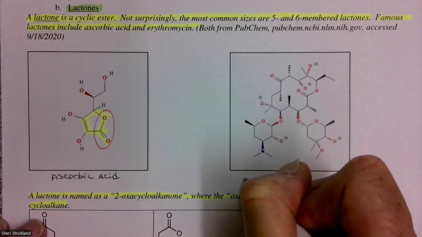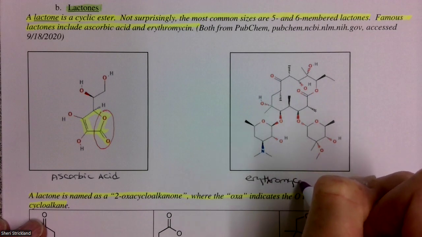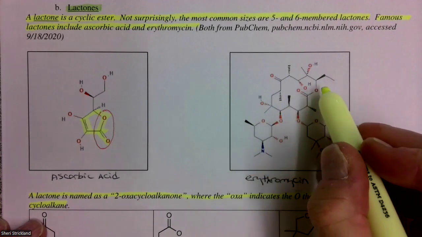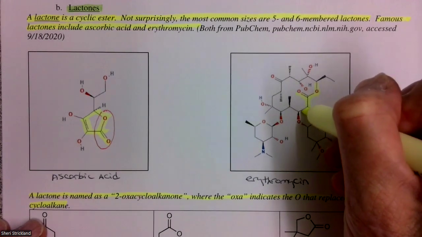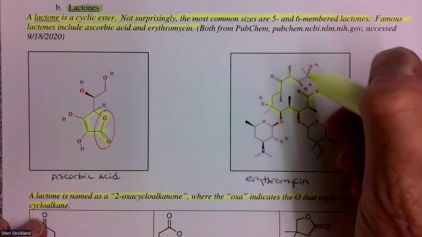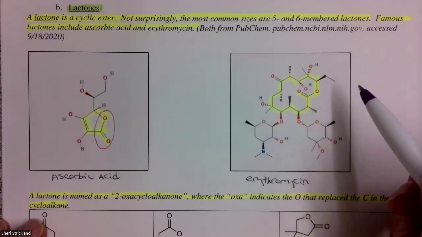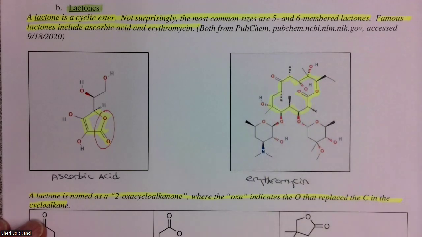Over here with erythromycin, we can do the same sort of thing to find the ester. It's called a macrocycle because it's so big, but you can see right here, there's the ester, and it is fully part of the ring. How many atoms are part of this ring? If you count all the way around, how big is this? Okay, so I want you to pause the video and find out how many atoms are in this cyclic structure, and then come on back.